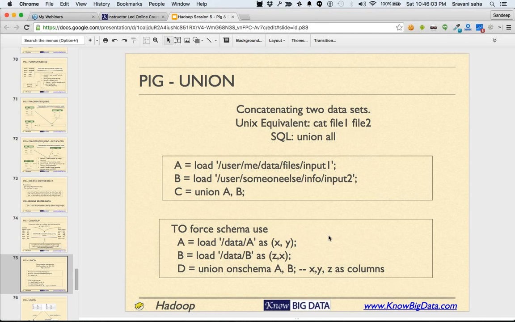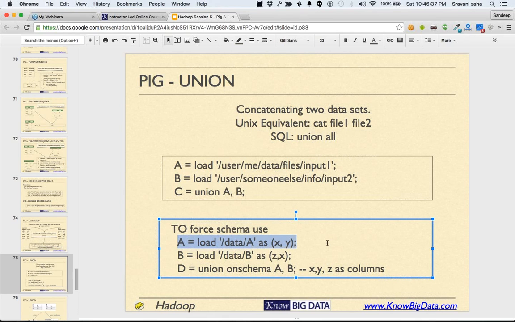Sometimes you have to concatenate the two data sets, head to tail. In those cases, you use union. Union means all the records of A and B, if your union is called on A and B, will be concatenated head to tail, as in first all the records of A will come, then all the records of B will come. All right, so I'll show you this.